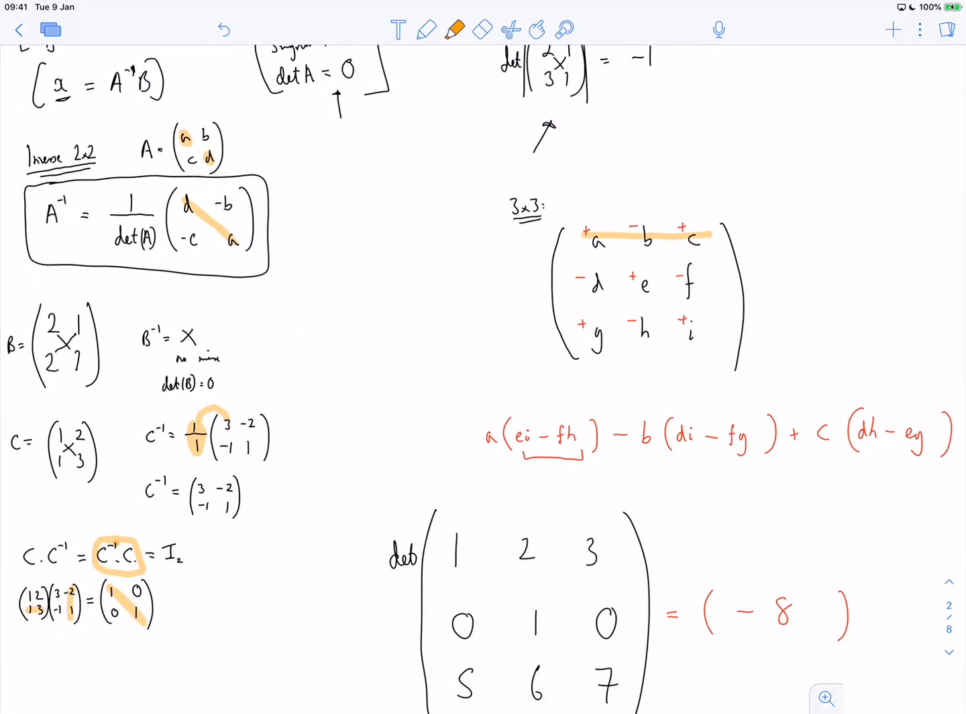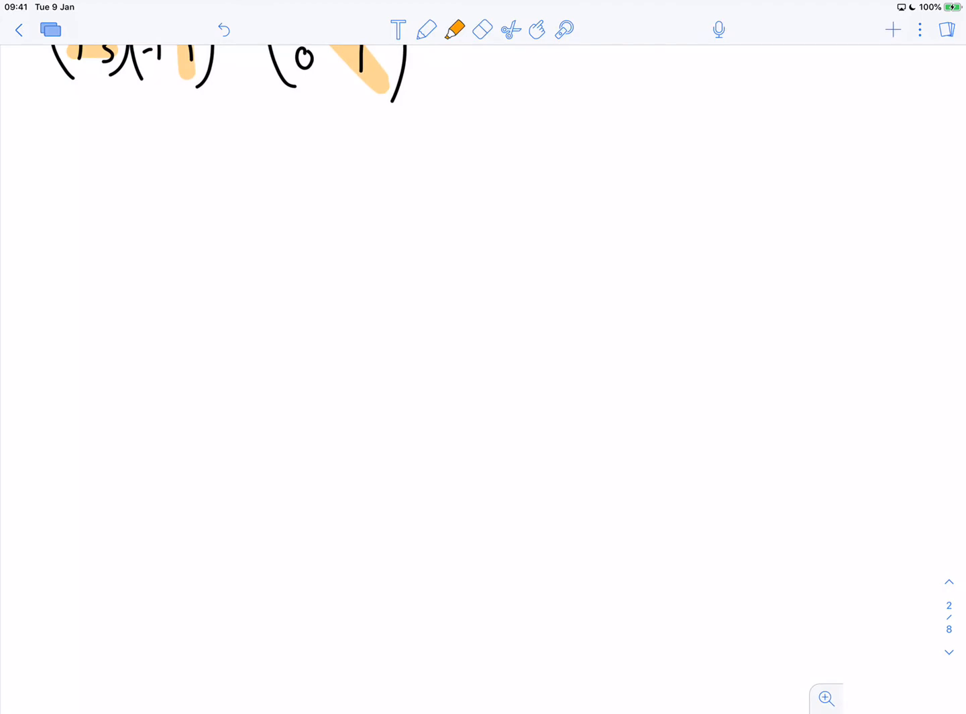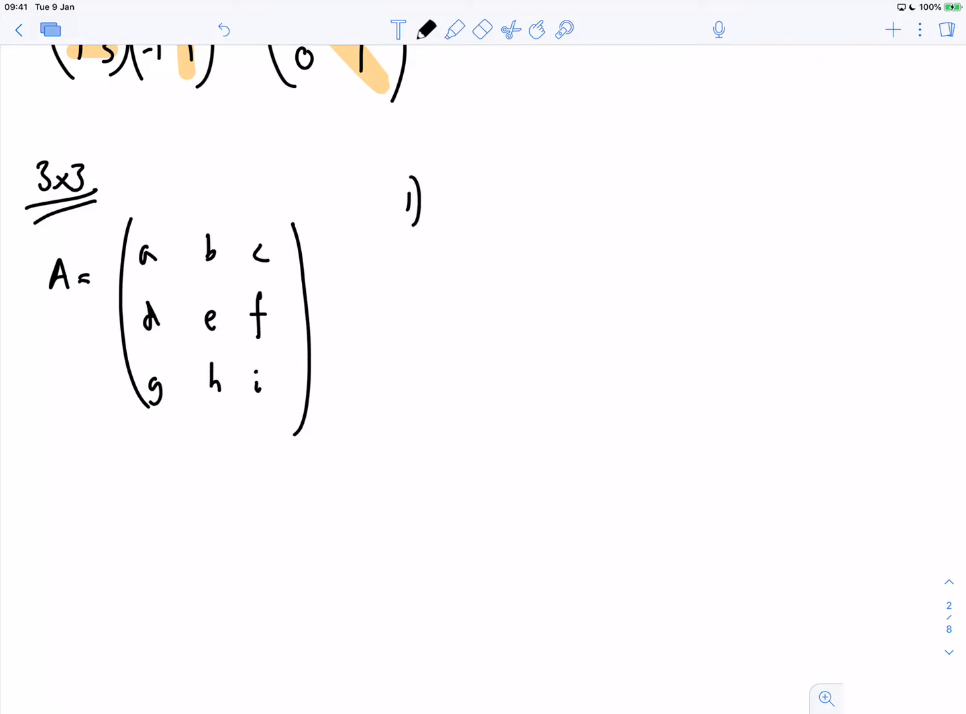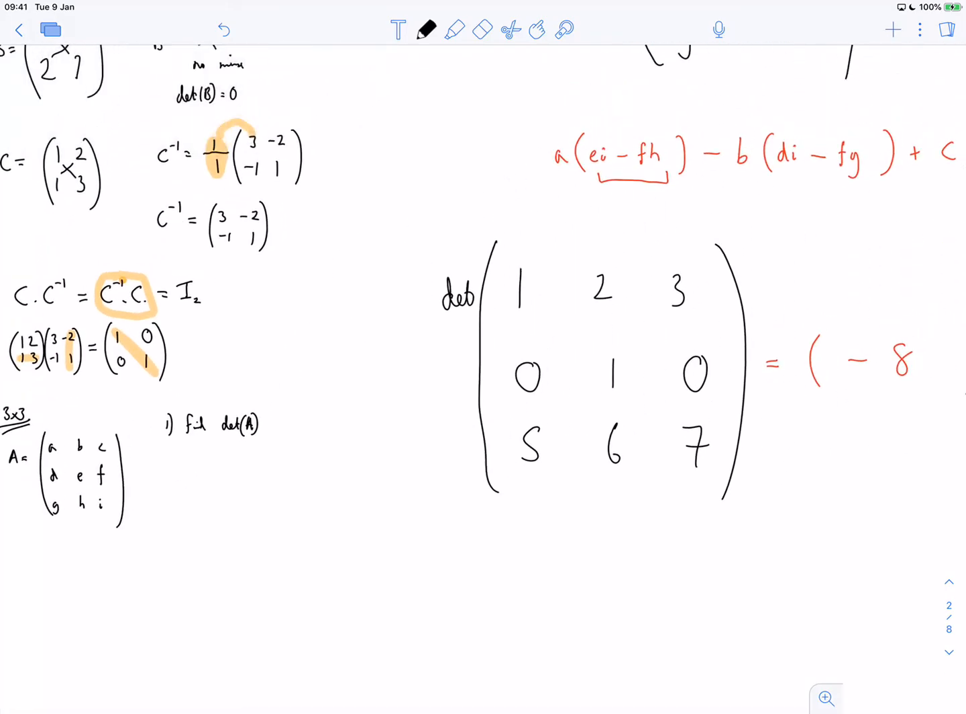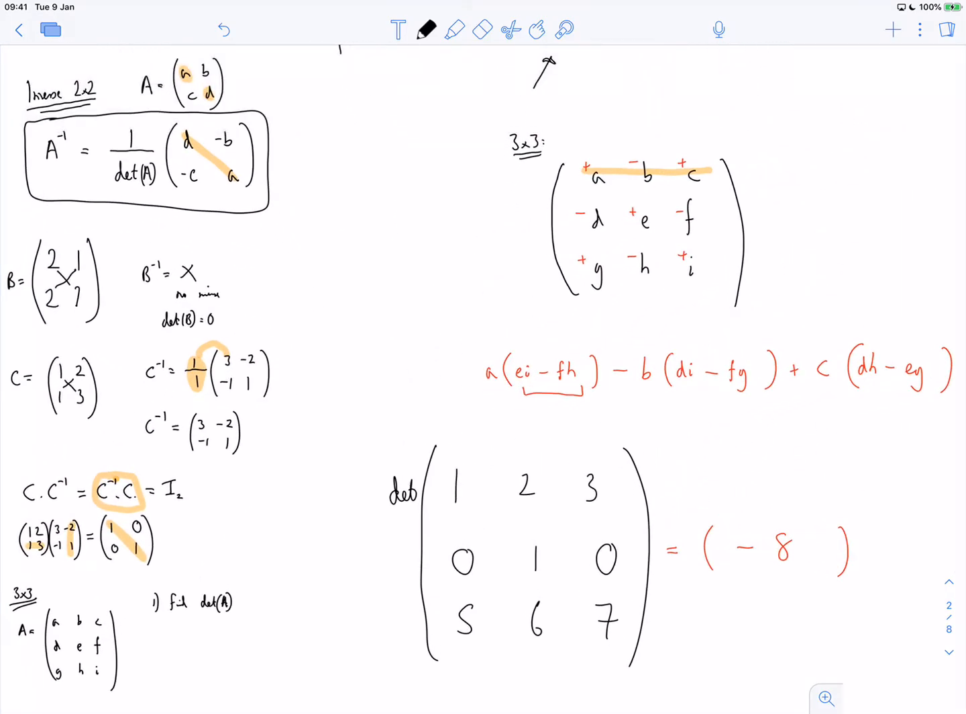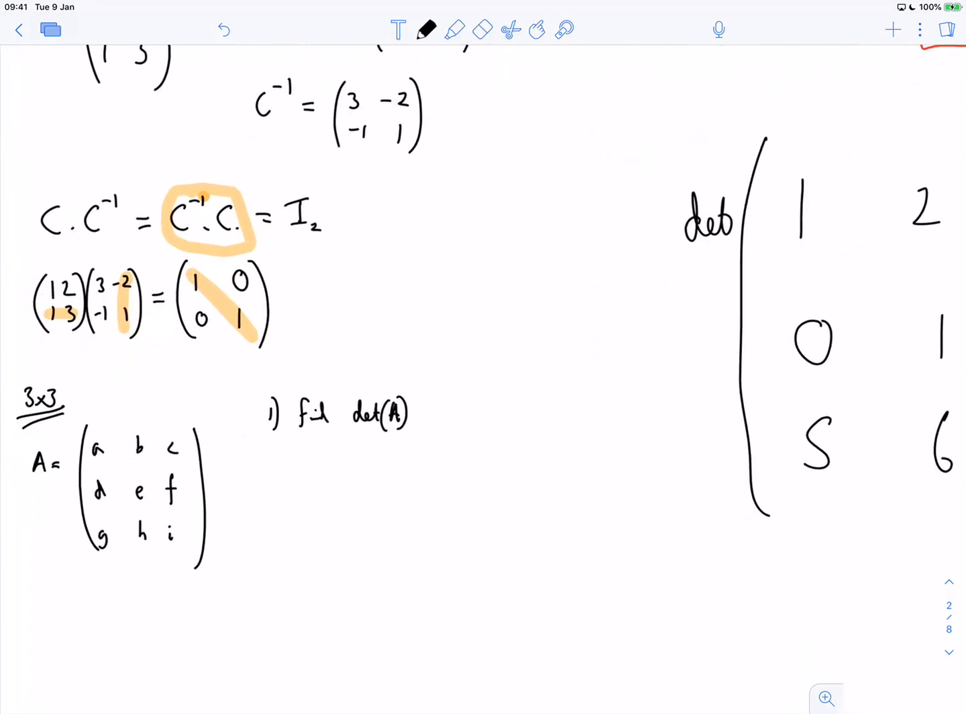Okay, now inverting 2 by 2s, really easy. Inverting 3 by 3s, now that is another pickle. Oh boy. Okay, so here's my matrix. Let's call it capital A, and it's a, b, c, d, e, f, g, h, i. Okay, step 1 is find the determinant of A. Now that's that long-winded process over here where you do the checkerboard thing and you do all that stuff.